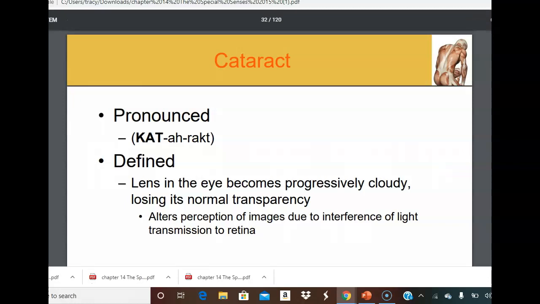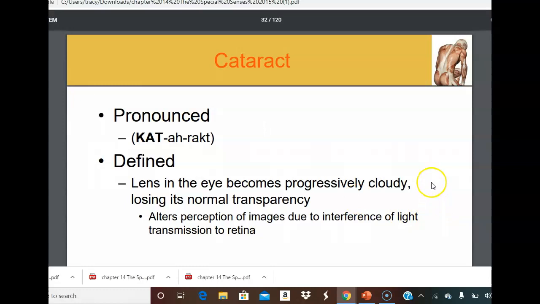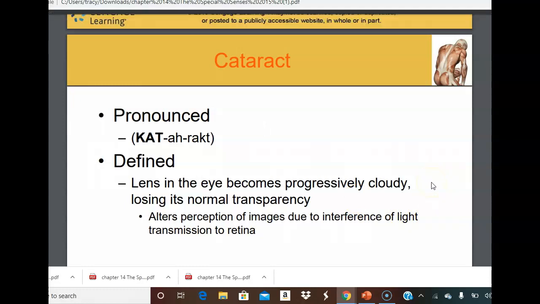Now, cataract is a specific disease process. It's actually been around for quite a while. And this is where the lens actually becomes opacified. And so the lens that we talked about, which was that oval-shaped egg-looking structure that helps to accommodate, either contracts or relaxes and aids in accommodation, becomes progressively cloudy, losing what's normally transparent.